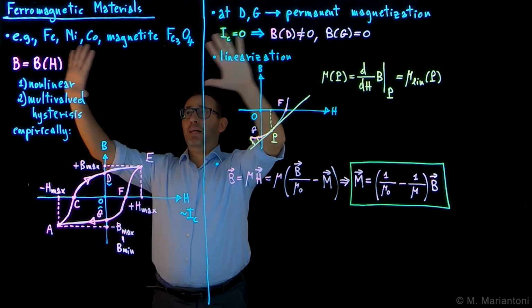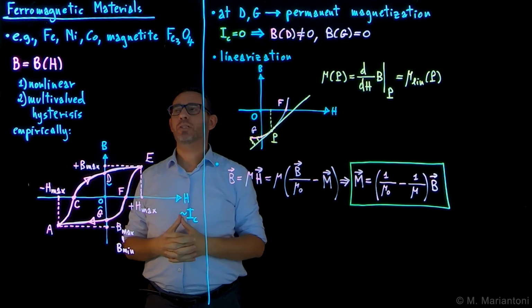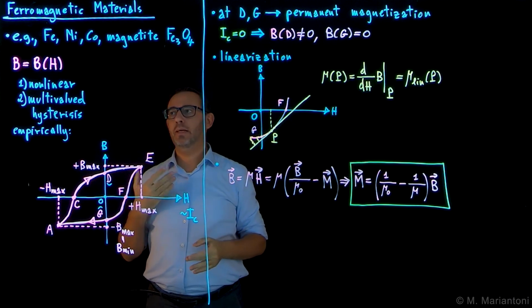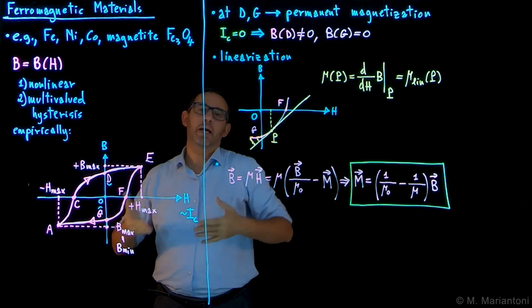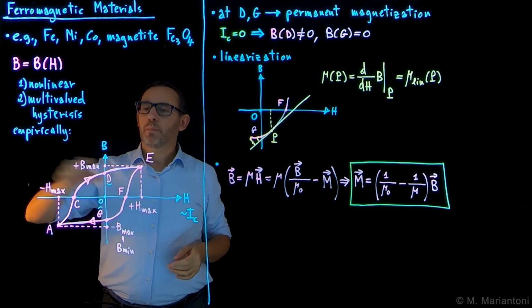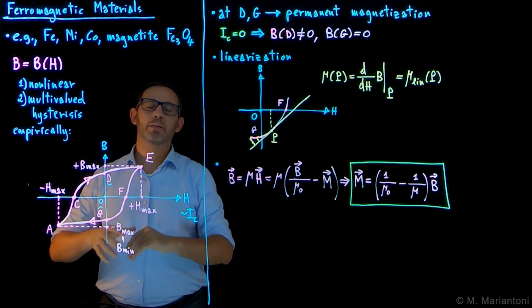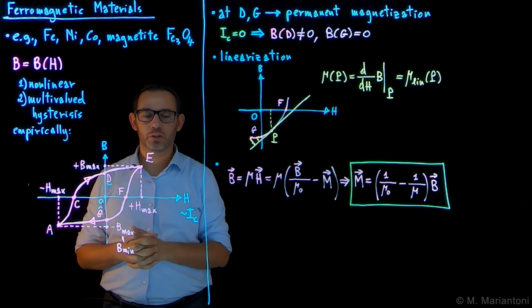To summarize this video, ferromagnetic materials, this could be iron, nickel, magnetite, like iron oxide, etc. We want to find empirically the relationship between B and H. So as it turns out, this is nonlinear, multivariate, and hysteretic. Empirically, it looks something like this, okay? It can be more or less symmetric. It depends on the particular material you're considering.